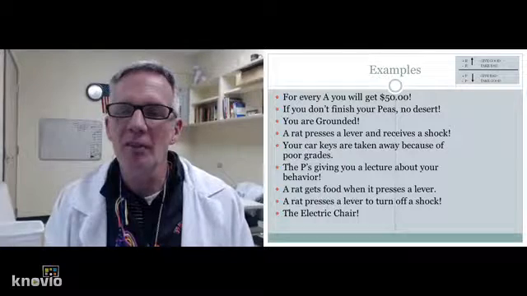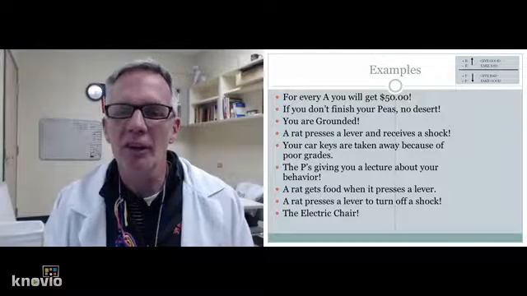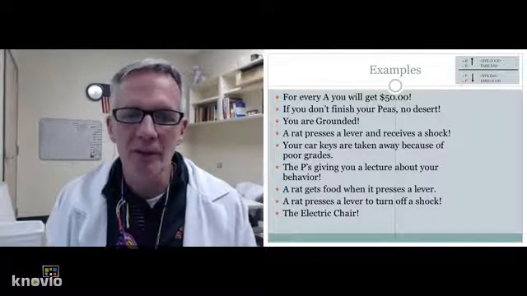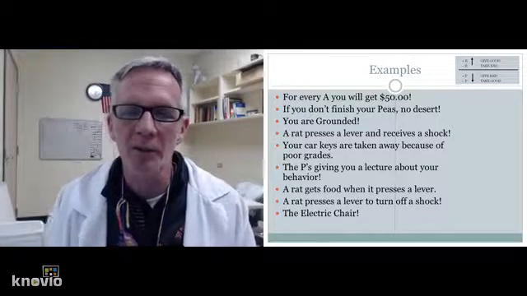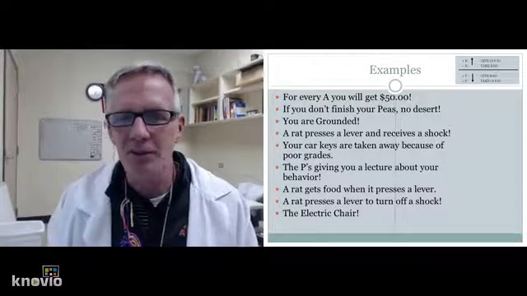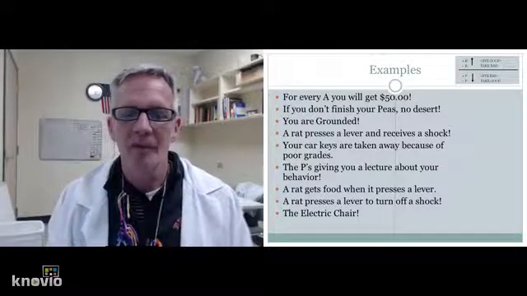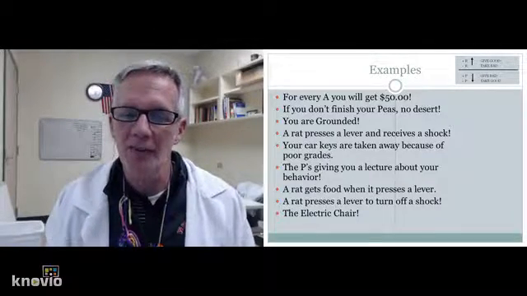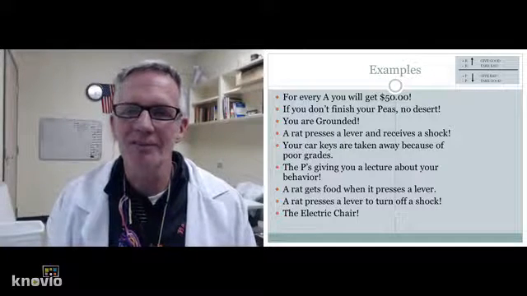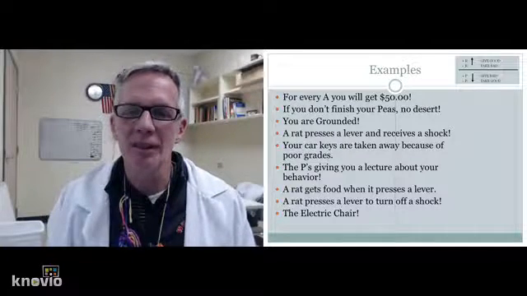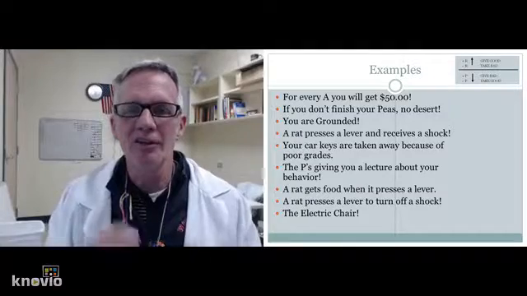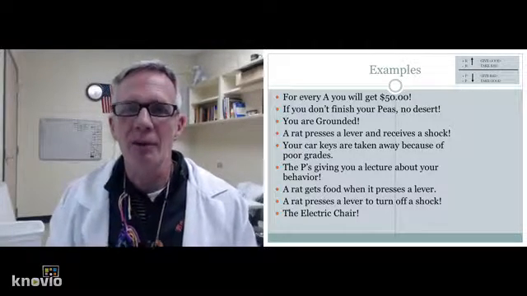A rat presses a lever and receives a shock. Your car keys are taken away because of poor grades. Your P's giving you a lecture about your behavior. P's are parents. It's a 70s term my friends and I used to use. A rat gets food when it presses a lever. A rat presses a lever to turn off a shock. The electric chair. All interesting examples. So you might want to pause this video and see if you can answer those and then check back with me. I will wait.